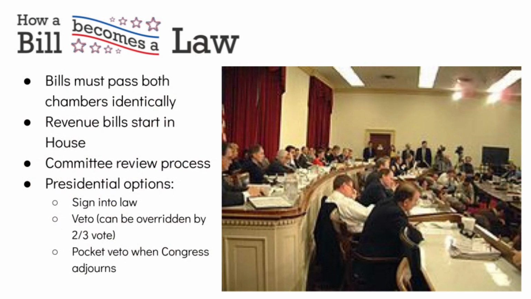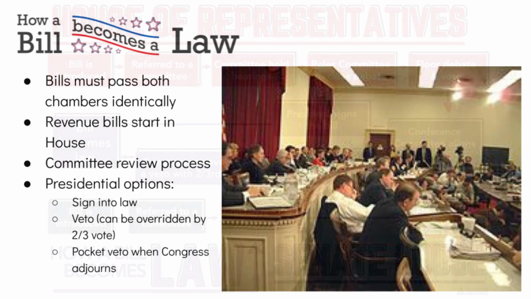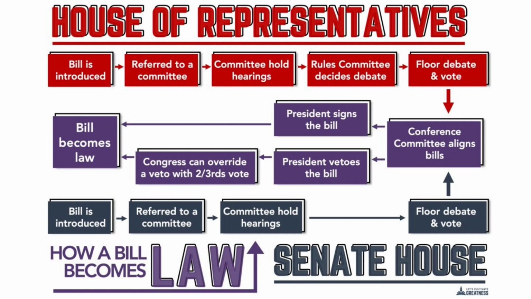For a bill to become a law in the U.S. Congress, it must pass both the House of Representatives and the Senate in the same form. Revenue bills must start in the House. After introduction, bills go through a committee review process where they're discussed and amended before being voted on. Once approved by both chambers, the bill goes to the president, who can sign it into law, veto it, which Congress can override with a two-thirds majority, or take no action, leading to a pocket veto if Congress adjourns within 10 days. This process allows for thorough consideration of each bill.